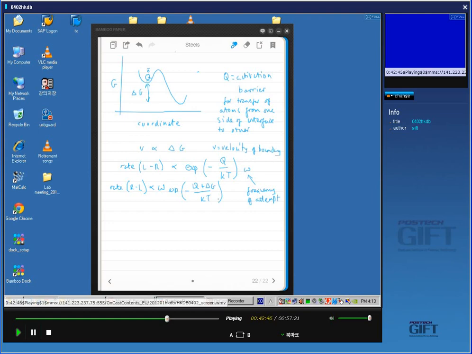So the net rate will be proportional to the velocity. So I write the velocity is the difference between the forward and the reverse jumps. I will simplify this by taking exponential of minus q upon kT common. So it's 1 minus exponential of delta g upon kT. Yes, simply the forward rate minus the reverse rate.